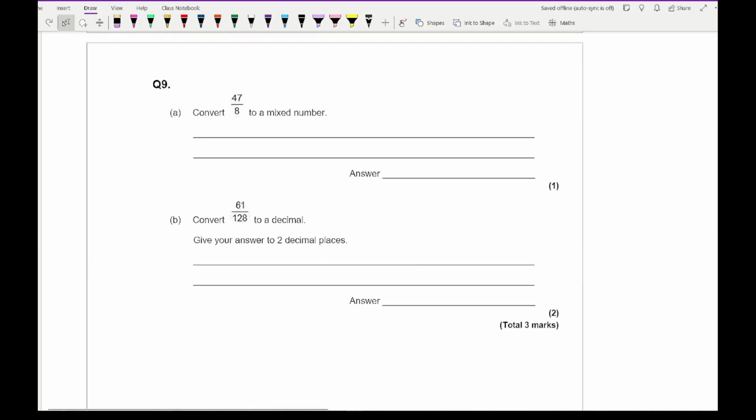With question 9, it says convert 47 over 8 into a mixed number. So here all I need to do is do 47 divided by 8. How many 8s go into 4? 0. How many 8s go into 47? That's going to be 5, and remainder 7. So it's 5 and 7/8.